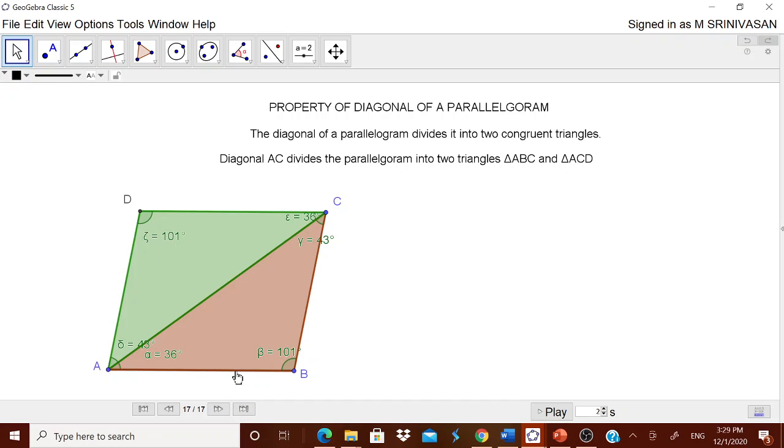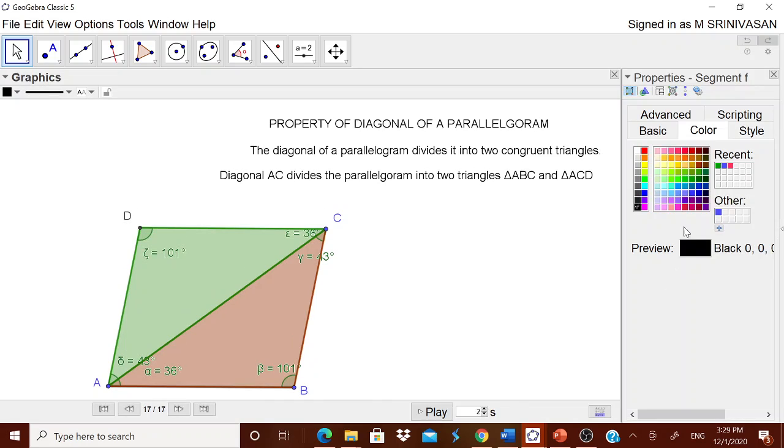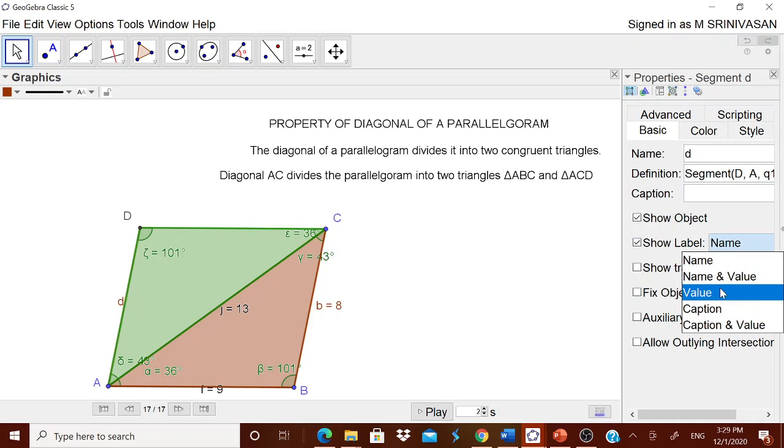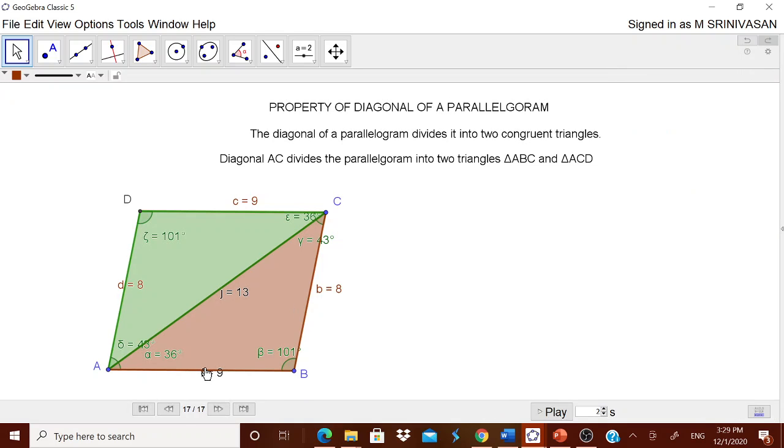Touch it, right click, go to the object property, then you can go to this basic. Quickly you can have its name and value. Again touch it. Oh, segment BC is selected, therefore once again name and value. Again touch this. Oh, AC is selected, therefore name and value. Again touch it. Again DA is selected, therefore name and value. Again touch it. Again name and value. Well, I think I got the values of all these sides. This is 9 and this is 8, this is 13 and this is 8 and this is 9.